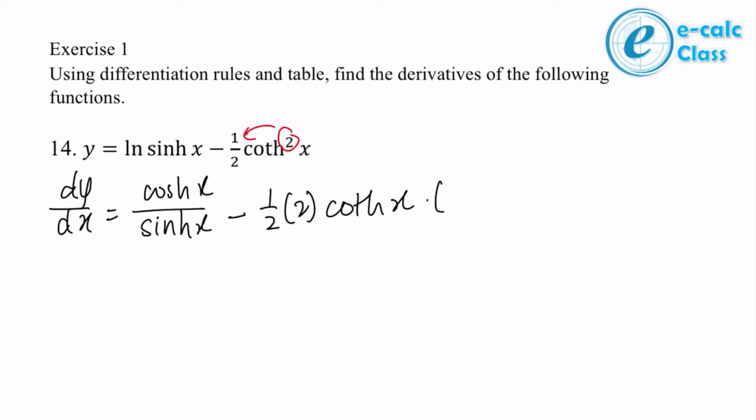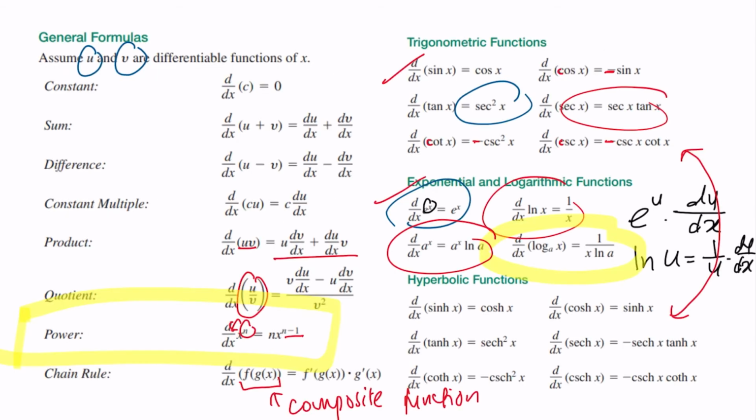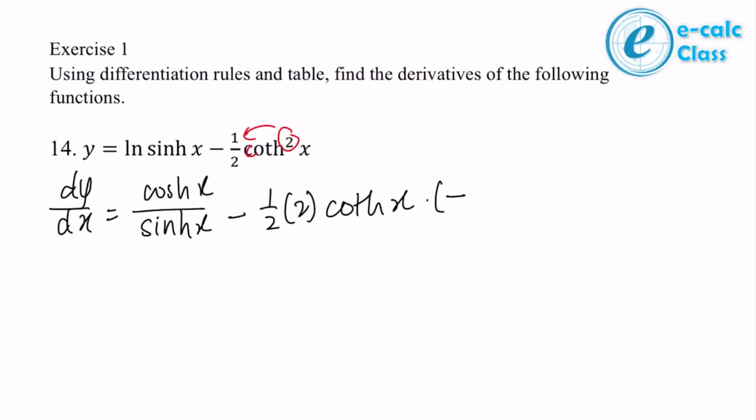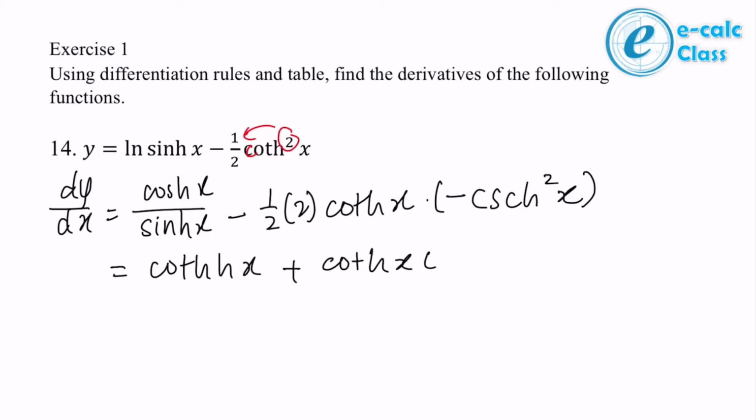You see, start with C, right? So it should be a negative. Negative what? Not sure. Refer to formula. Cotangent hyperbolic, it is negative cosecant hyperbolic square x. Then we just go ahead and simplify this. Cosh over sinh is cotangent hyperbolic. This will just be negative, negative become plus. Half times 2 is 1. Cotangent hx cosecant h square x.